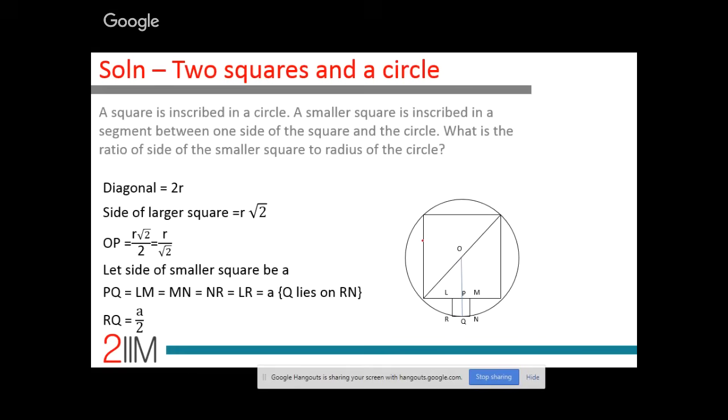As much as possible, mark lengths on the diagram in terms of a or in terms of r. So we can find OP, the side of the square, the diagonal of the square, all of those in terms of r. You can find everything related to the smaller square in terms of a, and a by 2. Then see if you can mix something up.